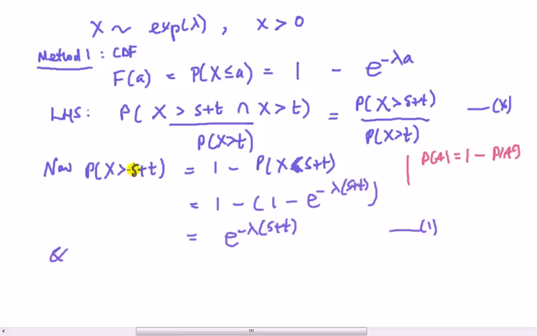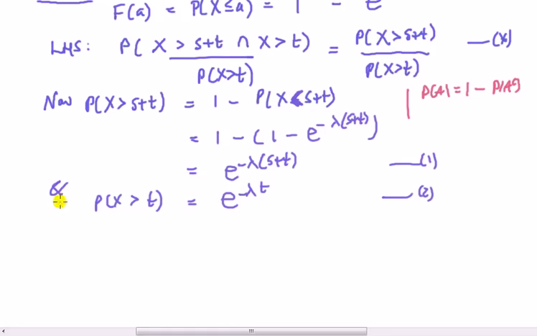The second bit, you can just look at the pattern and see it's the same. Look, this is bigger than a number. It's going to be e to the minus lambda and that number. So therefore the bottom part, the probability X is bigger than t, is just going to be e to the minus lambda t, 2. Okay, so this is like 1 over 2 in my notation. So 1 over 2 is equal to that divided by that. You can see we're just going to be left with e to the minus lambda s. Okay, let's call this 3.